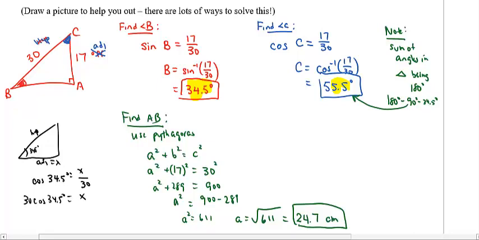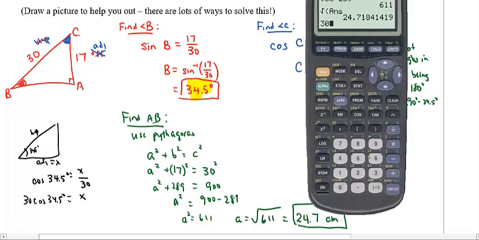Don't believe me? Let me quickly type it into the calculator. 30 times cos 34.5. Same thing. Okay? I mean, you're off a little bit by the decimal, but you're close enough. So there are many ways to do these. And so don't think that the way I show you here is the only way. Okay? There are many ways.